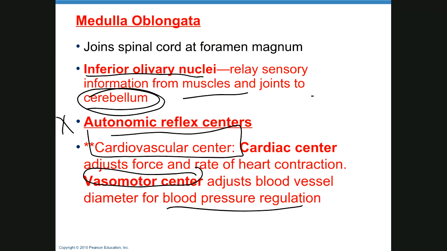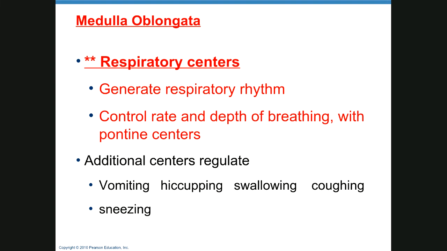Okay. Also in the medulla, we have a respiratory center. Actually, the main respiratory center that is going to create the rhythm of respiration is found in the medulla. So everyday breathing has its root in the medulla. There's also other centers. I'll let you read about them. The important ones are cardiovascular centers and respiratory centers.